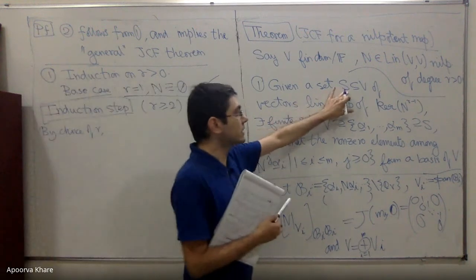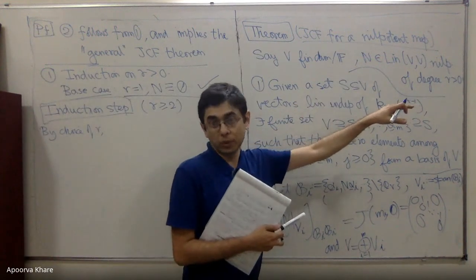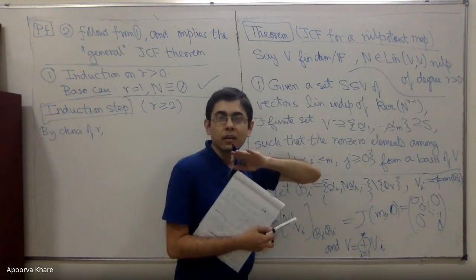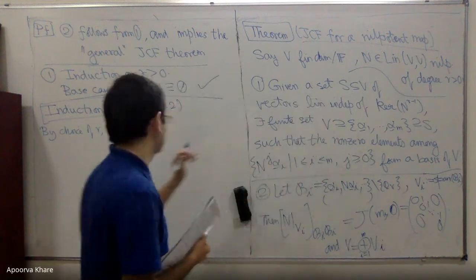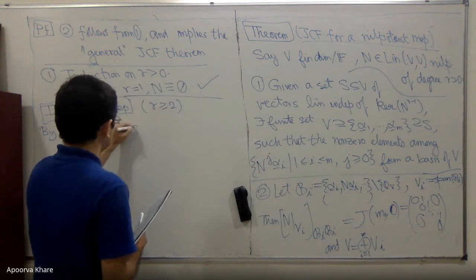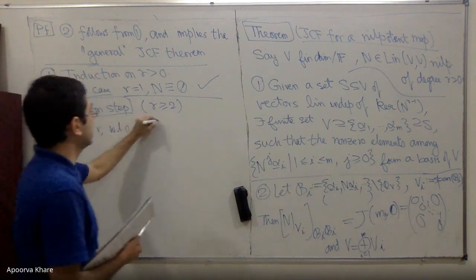The point is, if this set is empty, you may as well add an element to it which is not in this kernel but is in V. So by choice of this R, you can always assume that S is non-empty, WLOG, which stands for without loss of generality. S is non-empty.